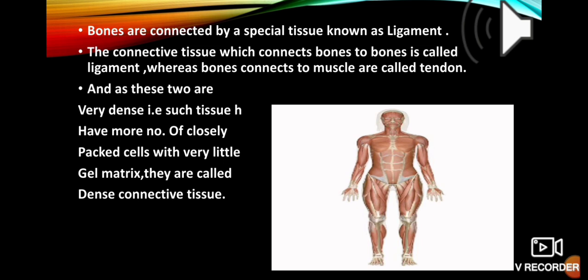The connective tissue which joins bones to muscle is known as tendon. This ligament and tendon together are called dense connective tissue, which is the first type of connective tissue. And why is it called dense? Dense means something closely packed, as you can find the molecules in a solid very closely packed with very little space. So these two have cells very closely packed, and the gel, the matrix on which the cells have to float, that matrix is very less in amount.